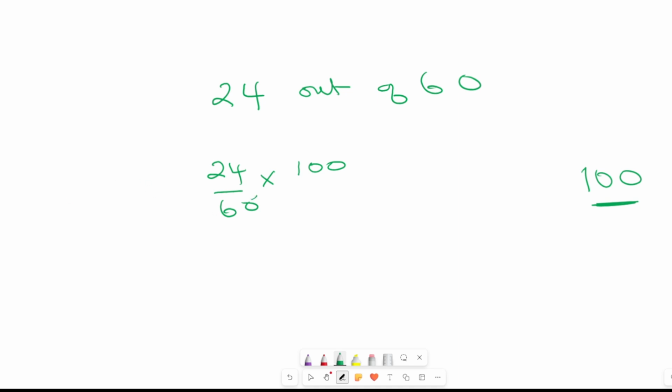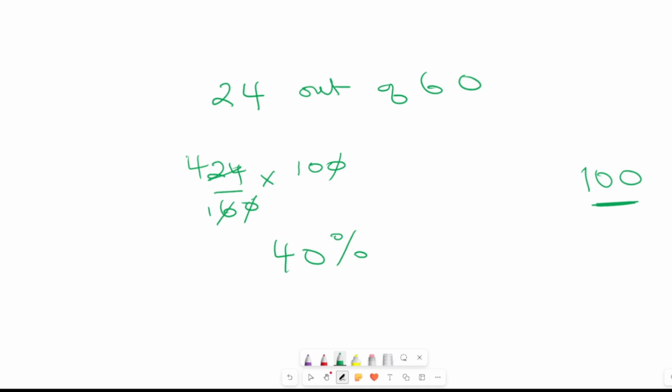So here, I'll simply use my HCF and simplification to do that. And I'm left with 40. So what I'm actually getting is 40%. Okay, so that is how you express any fraction or any decimal as a percentage.